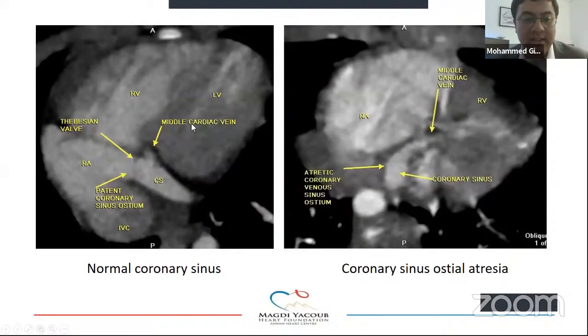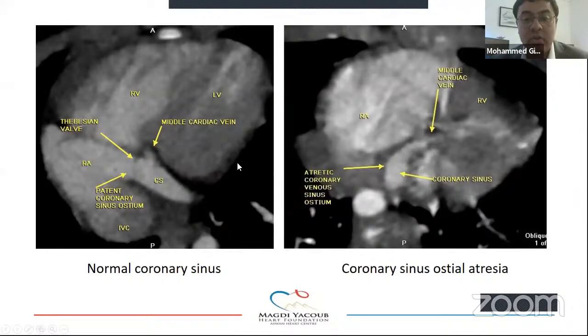This axial post-contrast CT shows the normal patent coronary venous sinus, this structure, receiving the middle cardiac vein and greater cardiac vein. This chamber is the right ventricle, this one the left ventricle, and this chamber is the right atrium. Normally, the coronary venous sinus drains into the right atrium. At this level, this is the patent sinus ostium, and this one is the Thebesian valve. As you see, this faint membrane or valve is called the Thebesian valve.